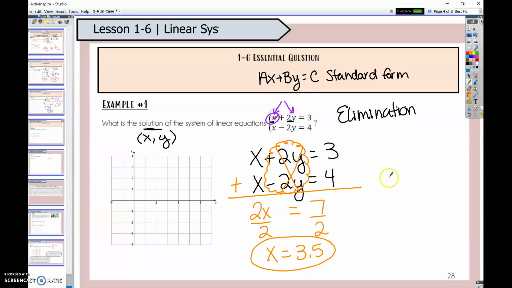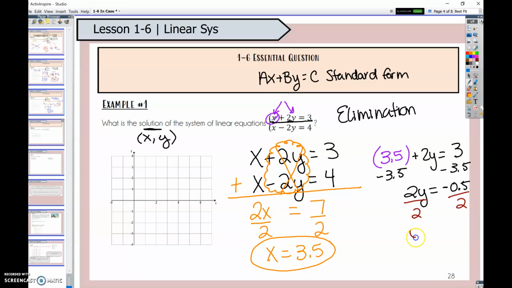I'll pick the top equation just for the fun of it. 3.5 will go into my top equation. I'll keep writing it. Plus 2y equals 3. I'll subtract 3.5 from both sides, which leaves me with 2y equals negative 0.5. And divide that by 2. That gives me y equals negative 0.25. For the fourth time, but hey, that method's pretty neat.